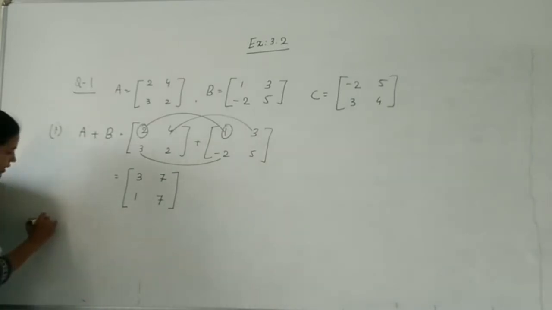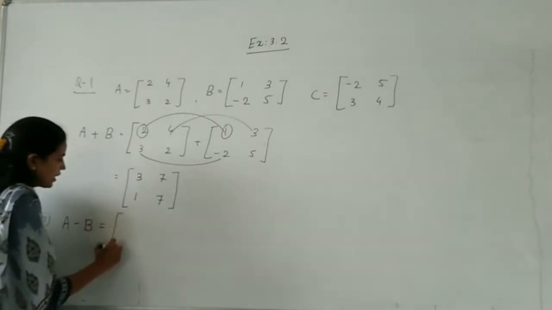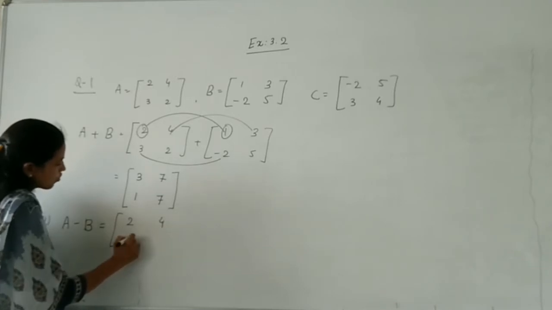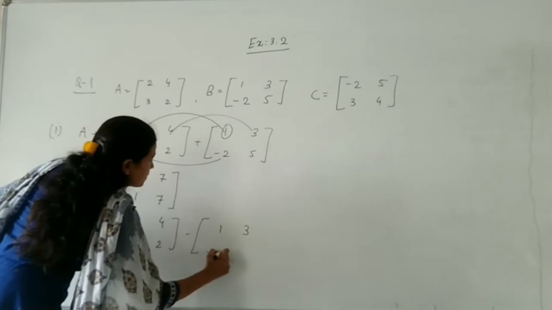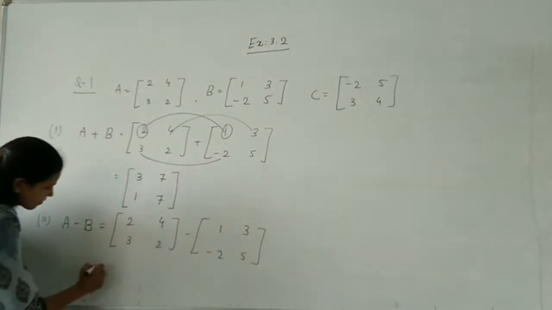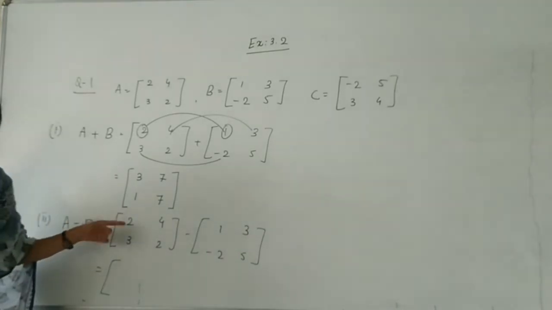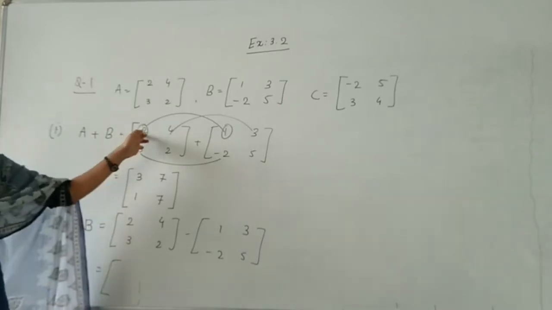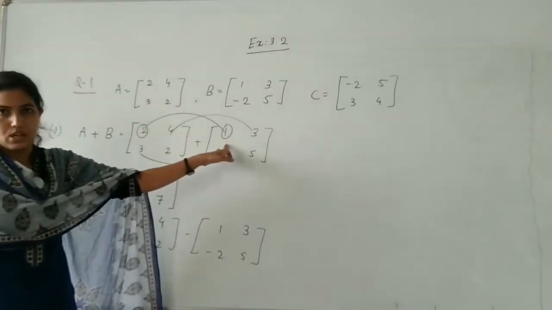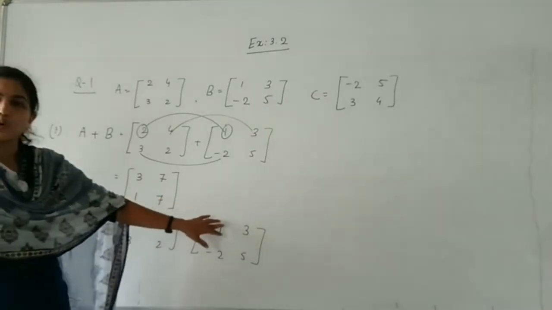Now the second thing we have to find out is A minus B. Now what is A minus B, students? So here I should write down first A, 2, 4, 3, 2, minus B, which is 1, 3, minus 2 and 5. So let me find out the subtraction. As in the addition, we are adding the corresponding element to the corresponding element, similarly here we have to subtract the element from the corresponding element.